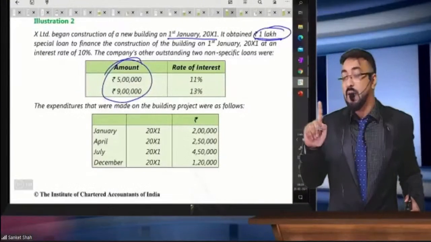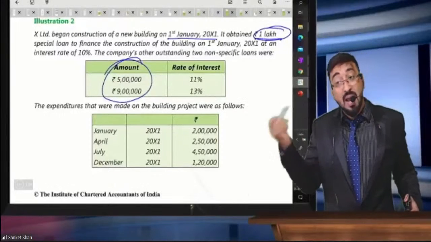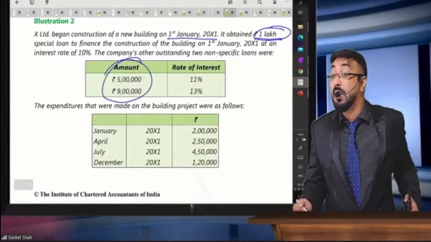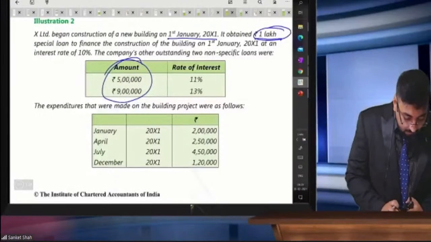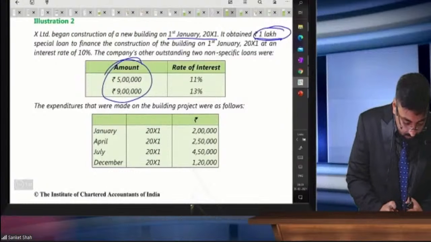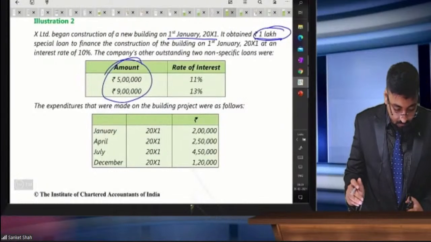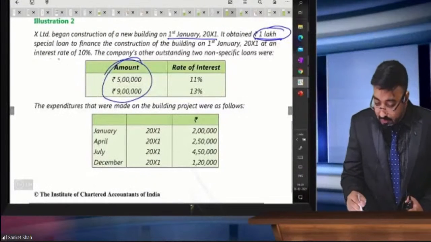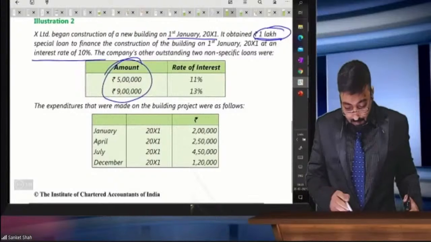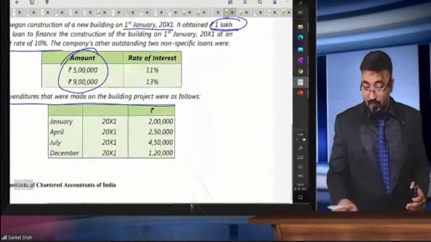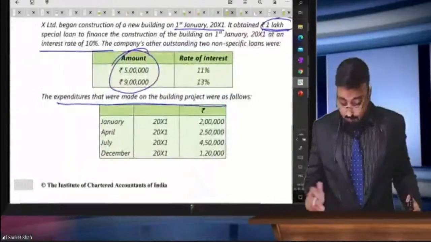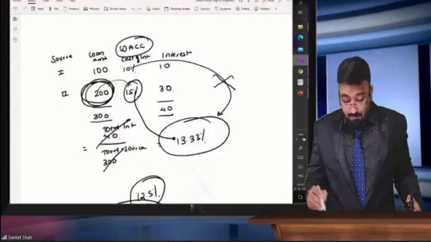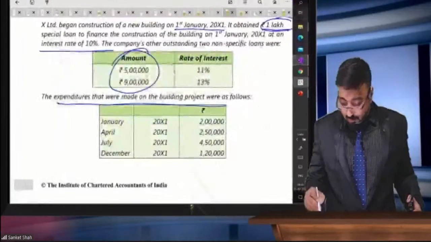We will take only one illustration, because such illustrations they may ask you in exam by giving a date of loan. So interest rate is 10%. The expenditures on different dates are given. I hope everyone has understood the problem. Now we will see what is the presentation. So come to presentation part.